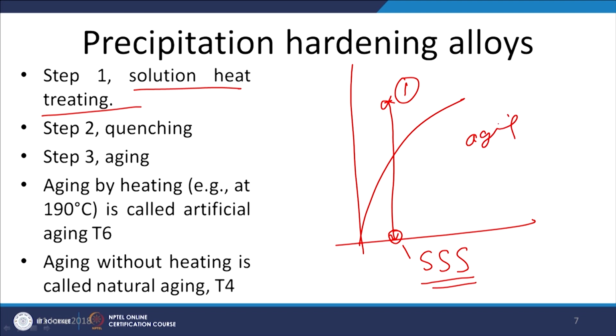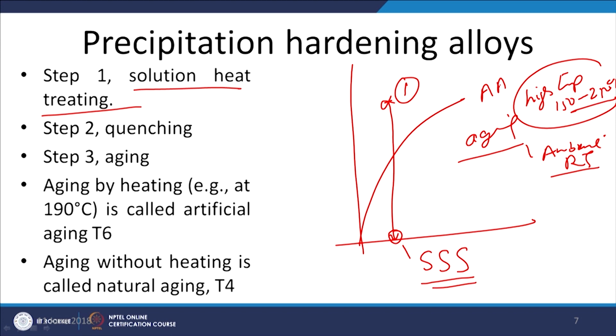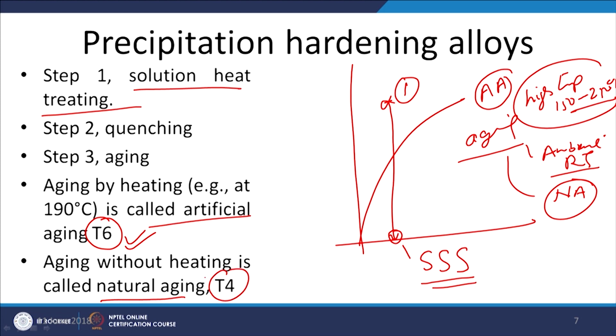Thereafter, aging is performed. Aging is the third step, which can be performed by heating the supersaturated solid solution to a high temperature in the range of, say, 150 to 250 degrees centigrade depending upon the metal, or it can be performed under ambient conditions like room temperature. Whenever artificial heating is carried out, it is termed artificial aging, and it is designated T6. Otherwise, when the component is left at room temperature after forming the supersaturated solid solution, without any external heating, it is called natural aging, and the metal is designated T4.